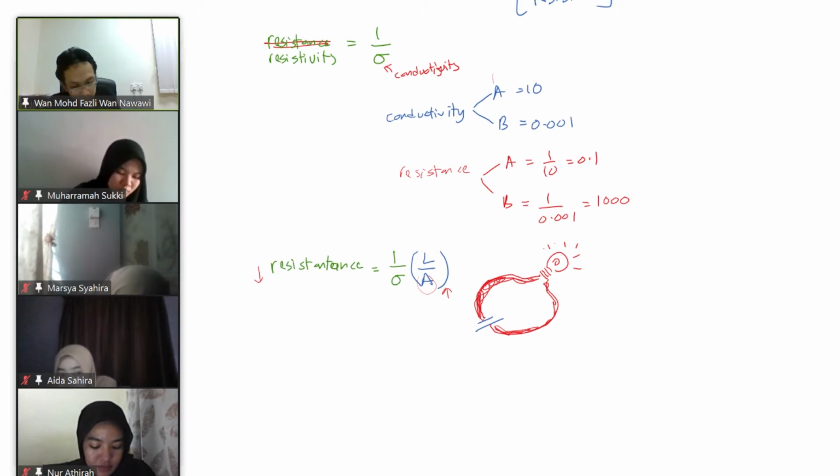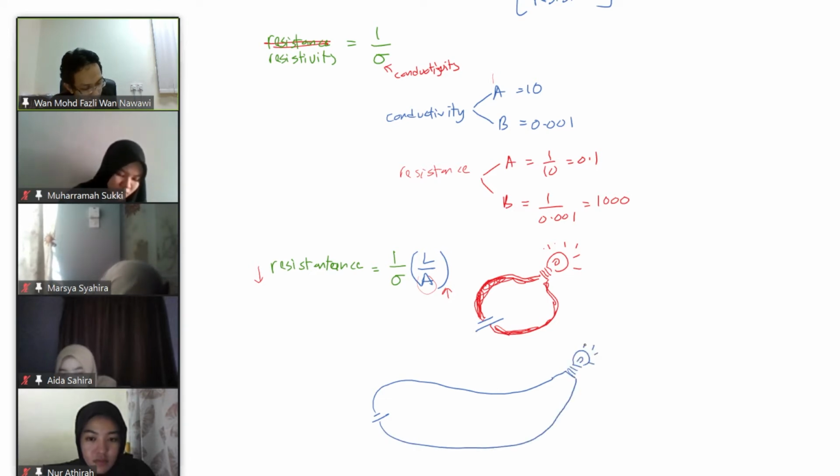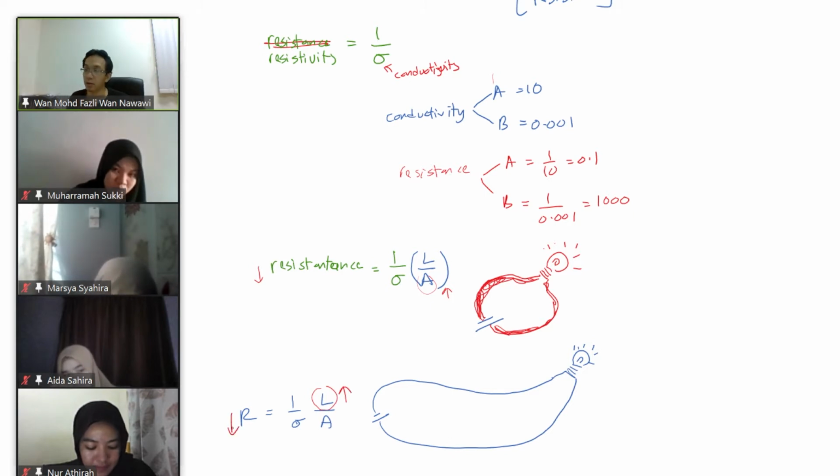And also if you have a very long wire, then you can see L over A in the equation for resistance. This L is higher, so the resistance will be high, because it's proportional.